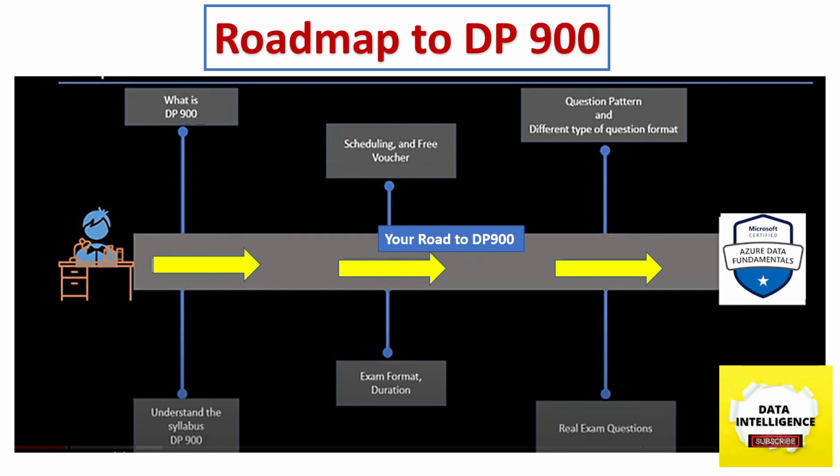So here this is a roadmap to DP 900. First what you have to learn is what is DP 900, and you have to understand the syllabus for DP 900. This is the first step of the roadmap. Next you have to schedule and get your free voucher, which I have explained in my previous video, like how to book your examination for free for the Azure certification. Then you have to learn about the exam format and the duration and everything.